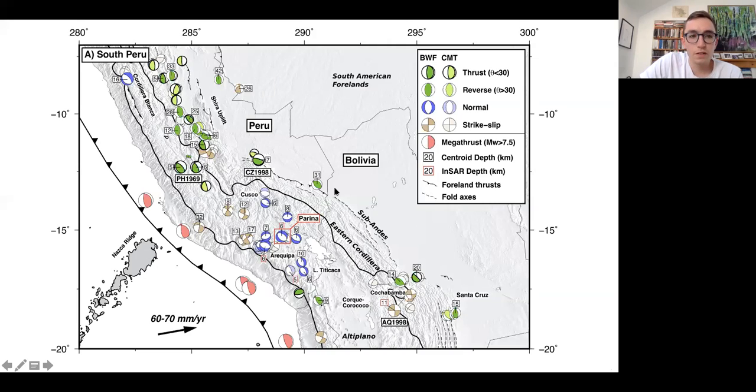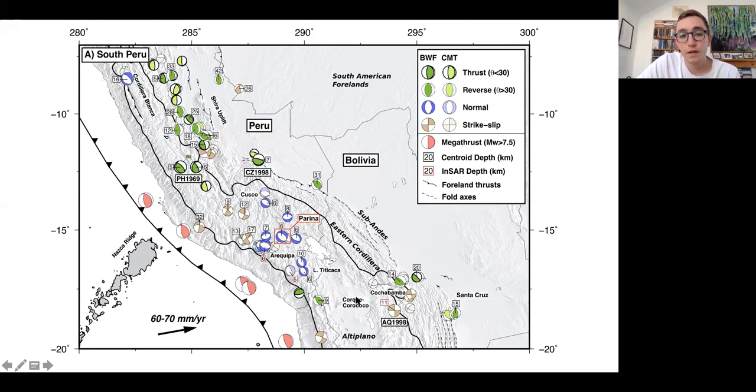So our observations from the Andes tell us that the force balance must have changed, because this region was previously shortening, and it's now extending, it's now collapsing, if you like. And it's telling us that this is happening in different places in different ways along strike.